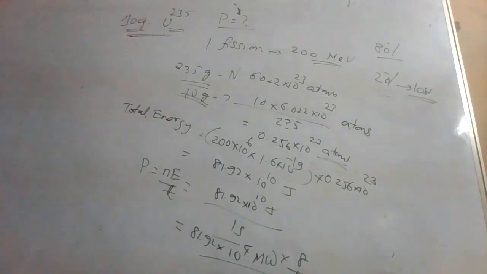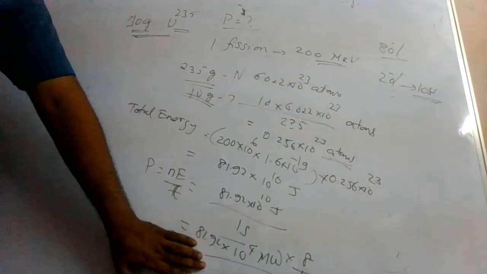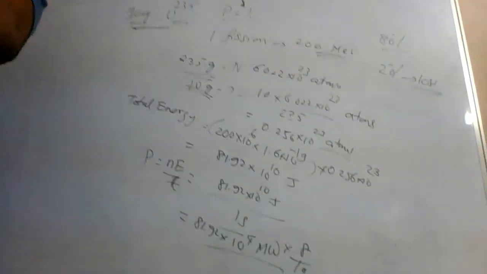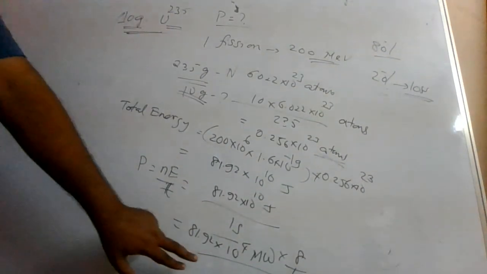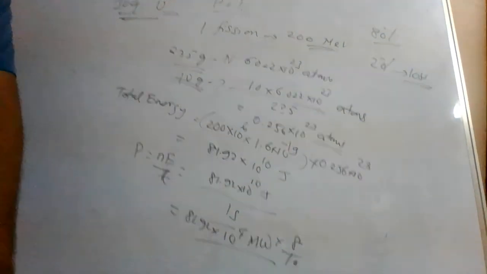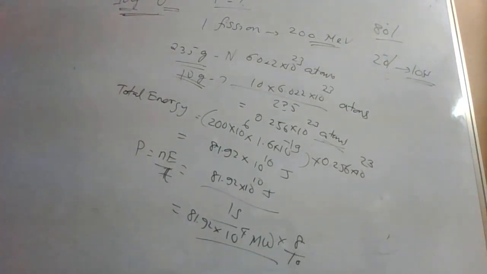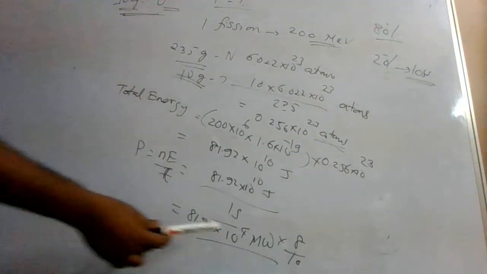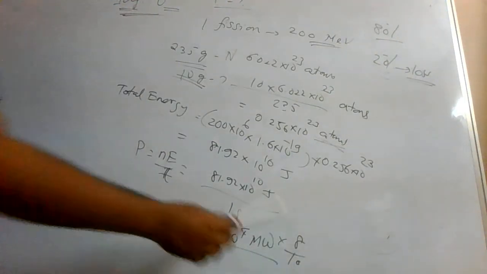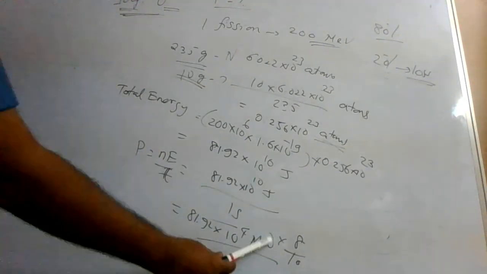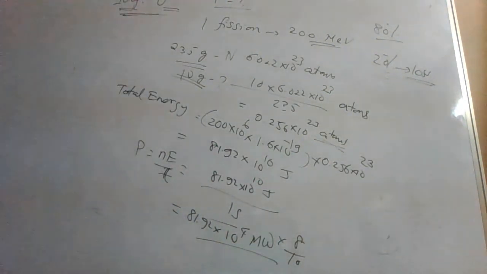Because this much power should have been generated. This much power should have been generated, but because there are some losses, 20% is gone and 80% is remaining. So whatever this value is, multiplied by 0.8, is the power output.